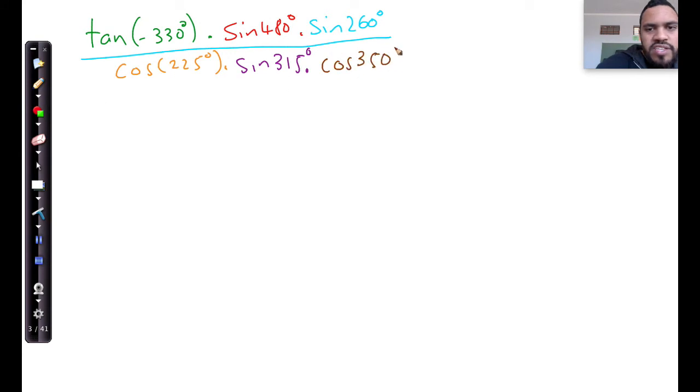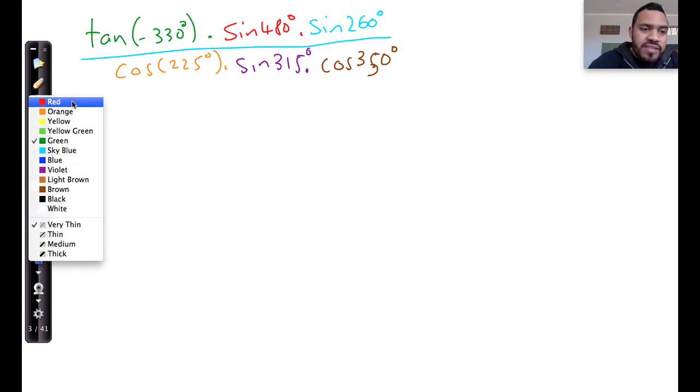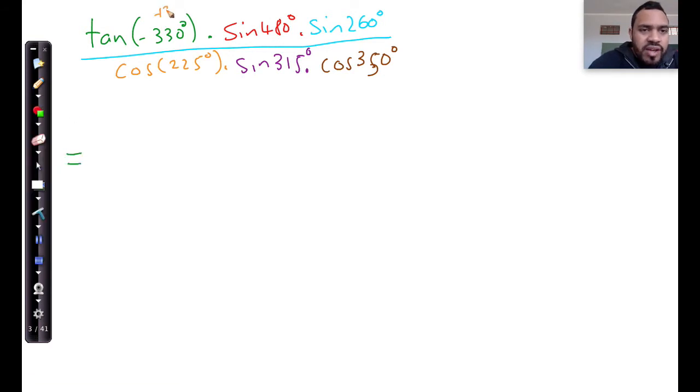Okay, so I'm going to do my best to color code these so that you can see what all the equivalents are. Let's start with the first one: tan negative 330. We need to simplify that. When you have a negative angle, you use the coterminal angle of that, so all we need to do is add 360 degrees.